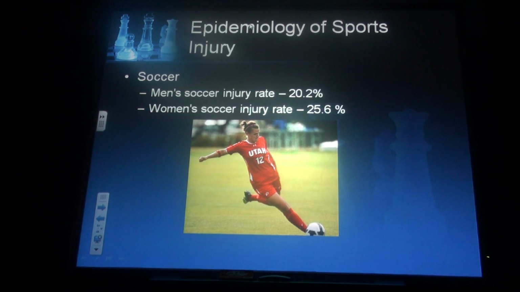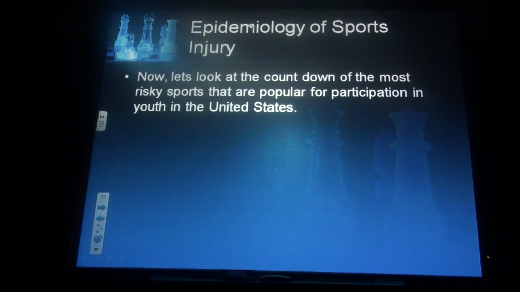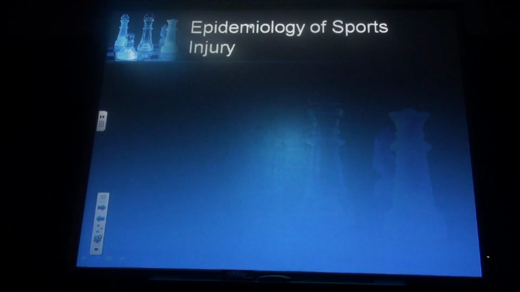Soccer. Men's soccer injury rate, 20.2%. Women's soccer injury rate, 25.6%. They're pretty high. In fact, soccer is the second highest injury-rated sport behind football per capita. So if you had 100 players in each sport, first you'd have football injuries, next you would have soccer injuries, right behind football. Now let's look at the countdown of the most risky sports that are popular for participation in youth in the United States.